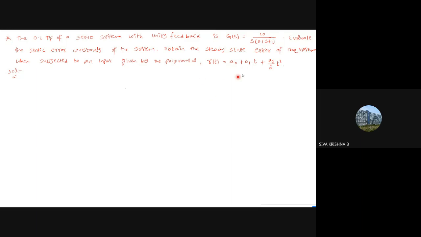Similarly, what is the type of the second term? 1, sir. Similarly, the third term is type 2, because whatever the power of t is, that is nothing but the type of the input. So now tell me, for which type of input you will get the constant ESS?